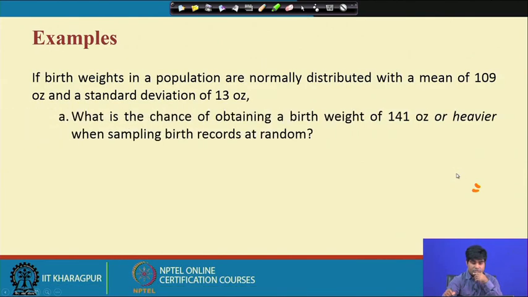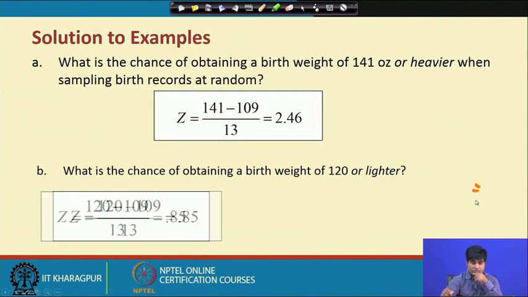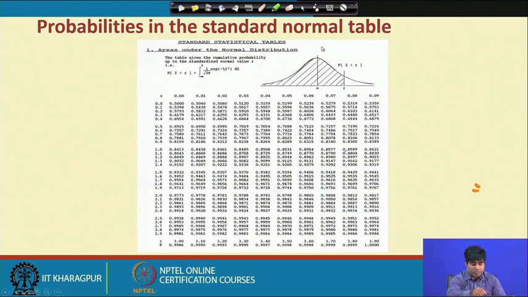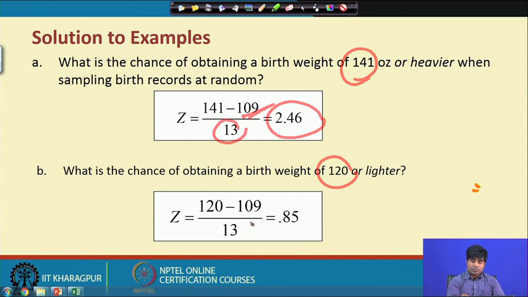This is another example, and you can calculate similarly. For the weight with x value 141, the population mean is 109 and the population standard deviation is 13, and as a result the z statistic value is 2.46. Similarly, in the second example x is 120, with the same population parameters mu equal to 109 and standard deviation 13, and it gives 0.85. Now we will check the probability corresponding to the z.